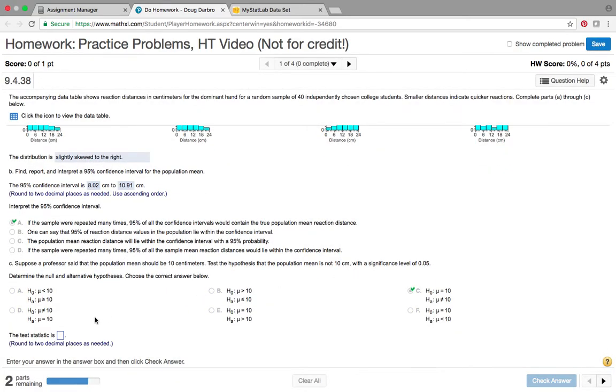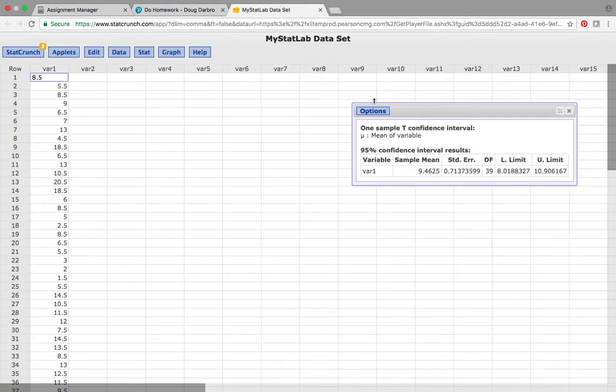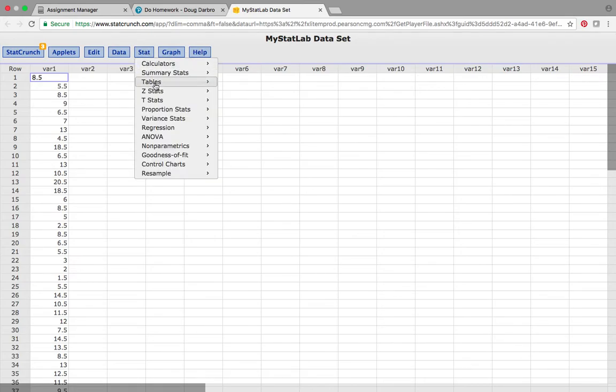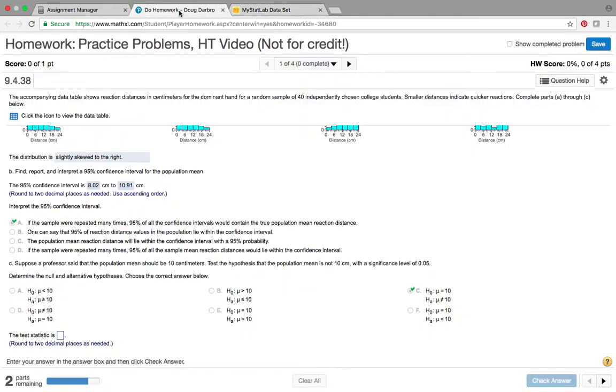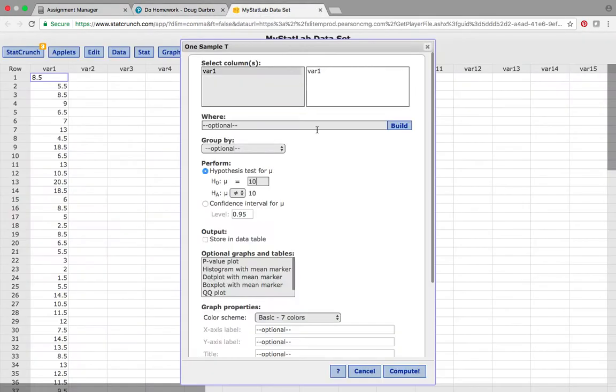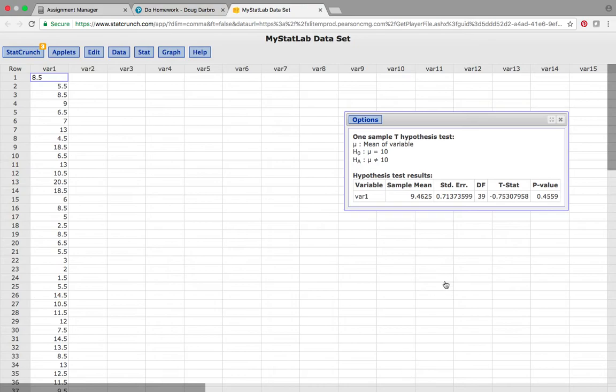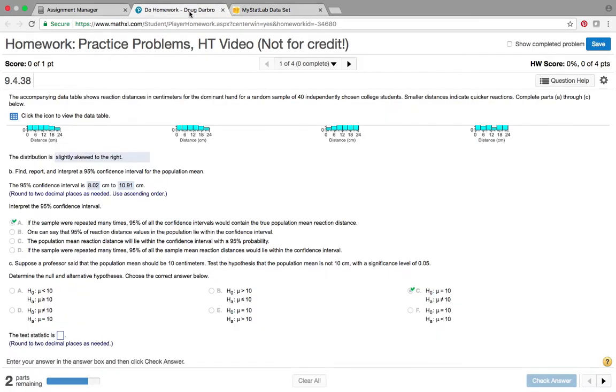Calculate the test statistic. I don't know about you, I'm going to do it the easy way. I'm going to go to Stat, T-stats, one sample with data, and perform the hypothesis test. So I need 10, not equal to 10, right? Is that what we're doing? Yeah. And compute. So the test statistic is negative 0.75.